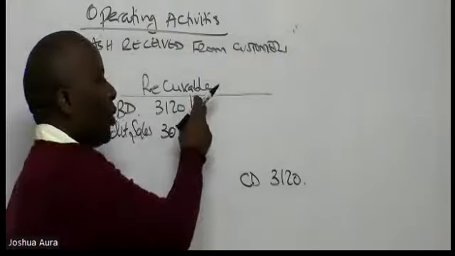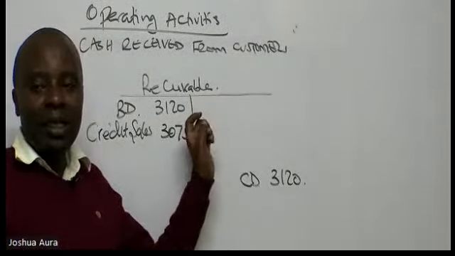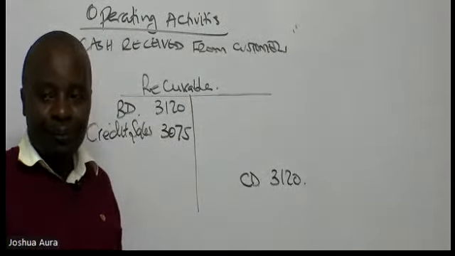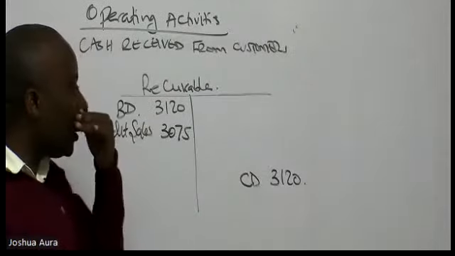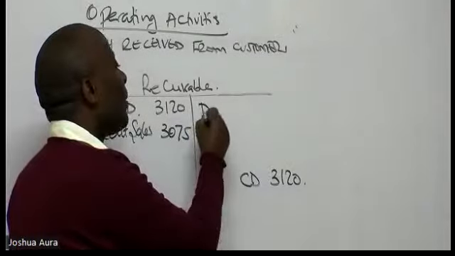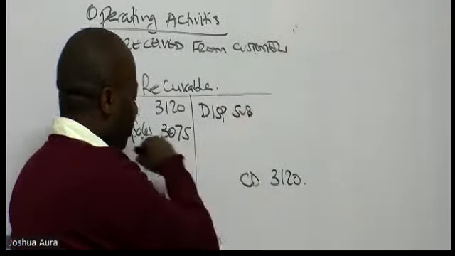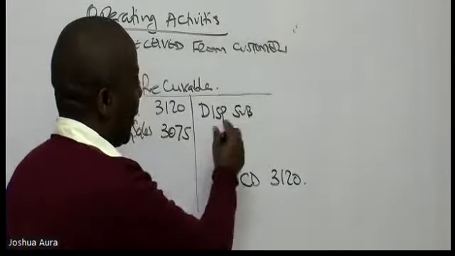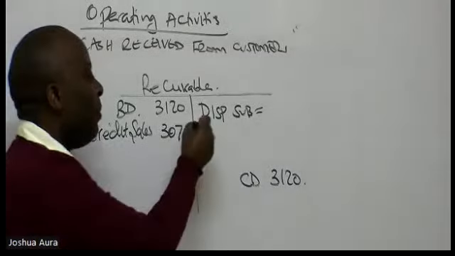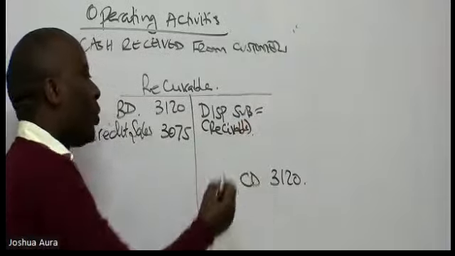Bad debts will reduce the receivables. Yes, if they are there, I'll have to come and credit this account with bad debts. But in this question, I don't have them. The only thing that I need to do here is to remember the subsidiary we disposed. The disposed subsidiary had some receivables. Remember, this will reduce our receivables.